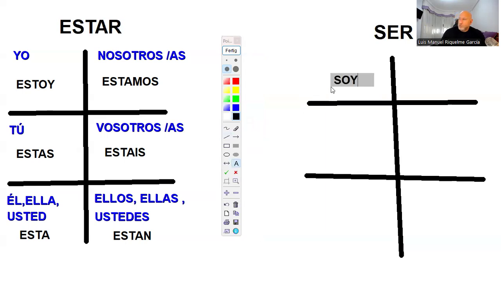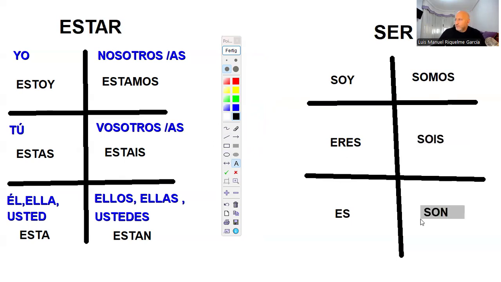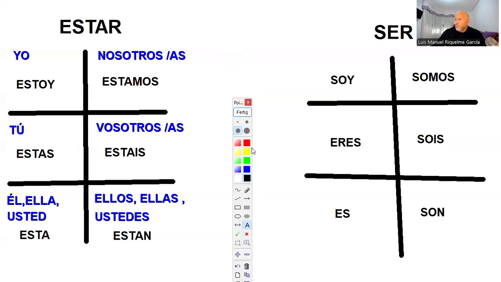Yo soy. Tú eres. Él o ella o usted es. Nosotros somos. Vosotros sois. And finally, ellos or ellas o ustedes son. And both verbs mean exactly the same in English, to be. So now we need to learn how to differentiate them.